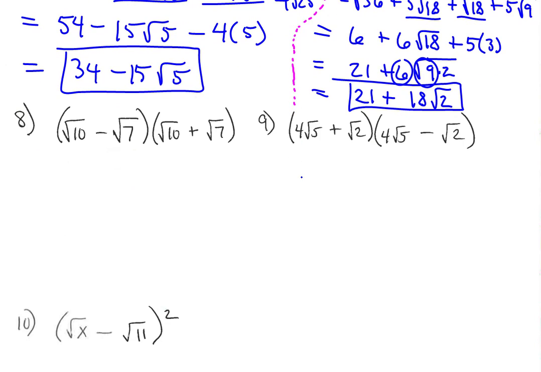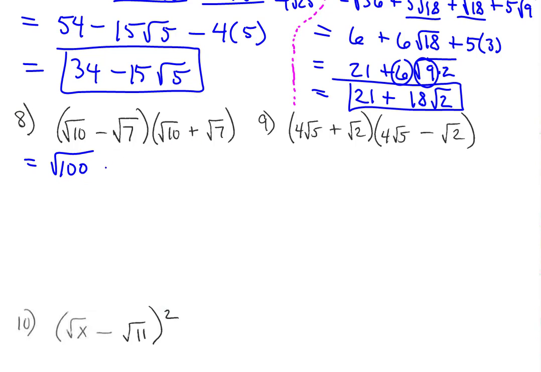Our next example contains another set of binomials being multiplied together. The first one contains square root of 10 minus square root of 7, and we're multiplying that by another set of parentheses containing square root of 10 plus square root of 7. So let's go ahead and follow our same FOIL process for this one. First times first would be square root of 100.